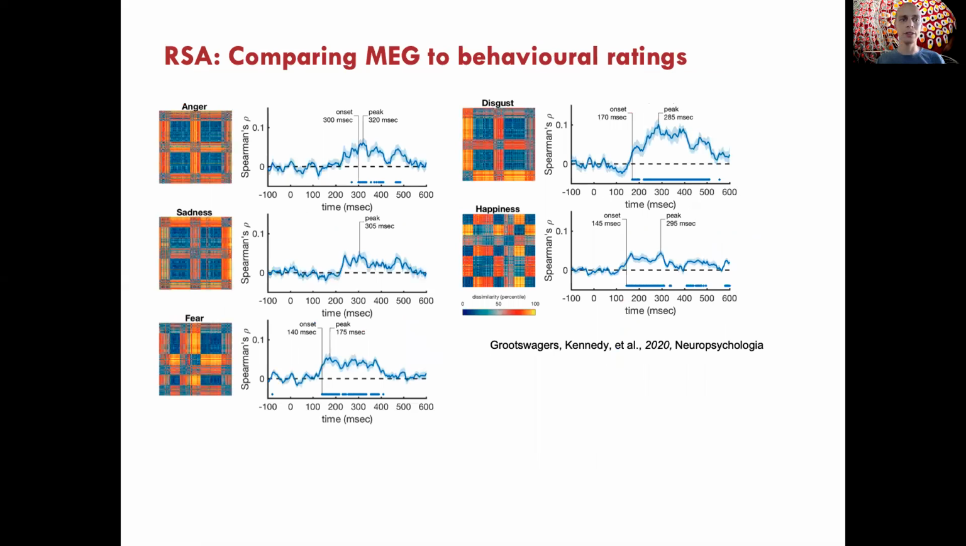Here's another study where we had MEG recordings to images, and we compared the neural response to ratings on different emotional dimensions. So here we computed behavioral distance matrices based on subjects' responses to individual images, and then we compared them to the neural MEG data. And this gave us, for each of these emotions, a time-varying correlation of when this emotion was represented in the neural signal.